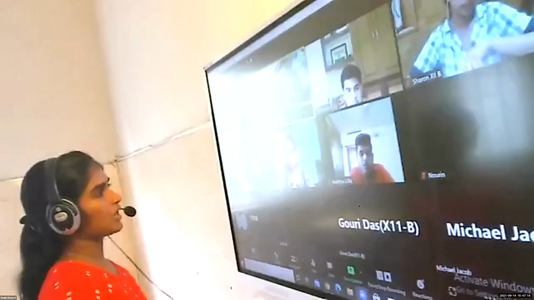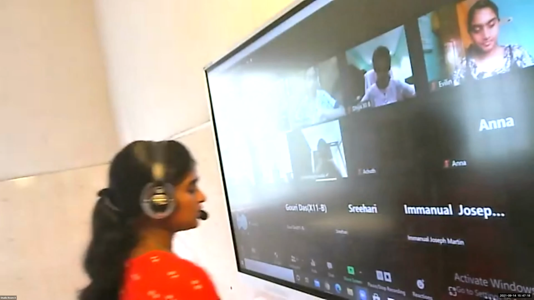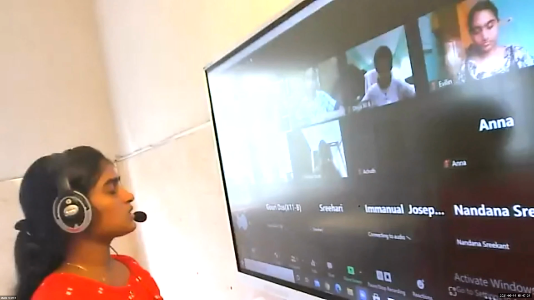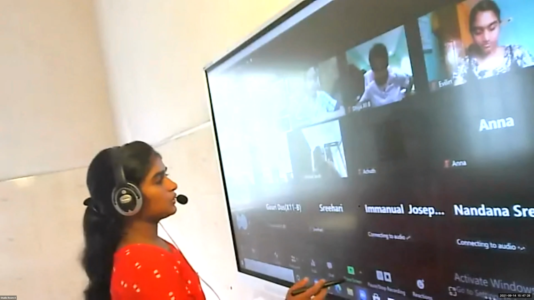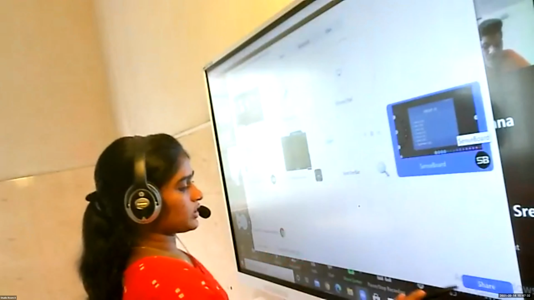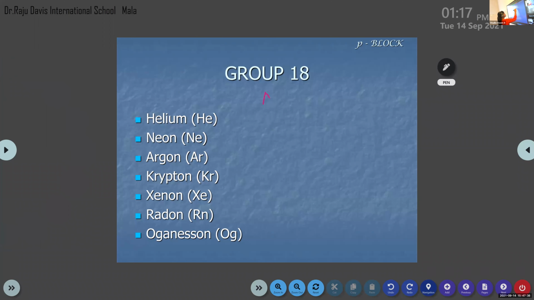That's the last group that comes under the P block. Group 18. Their common name is noble gases or inert gases. These are the last group in the periodic table and P block. So these are the elements present in group 18. They are known as noble gases or inert gases.